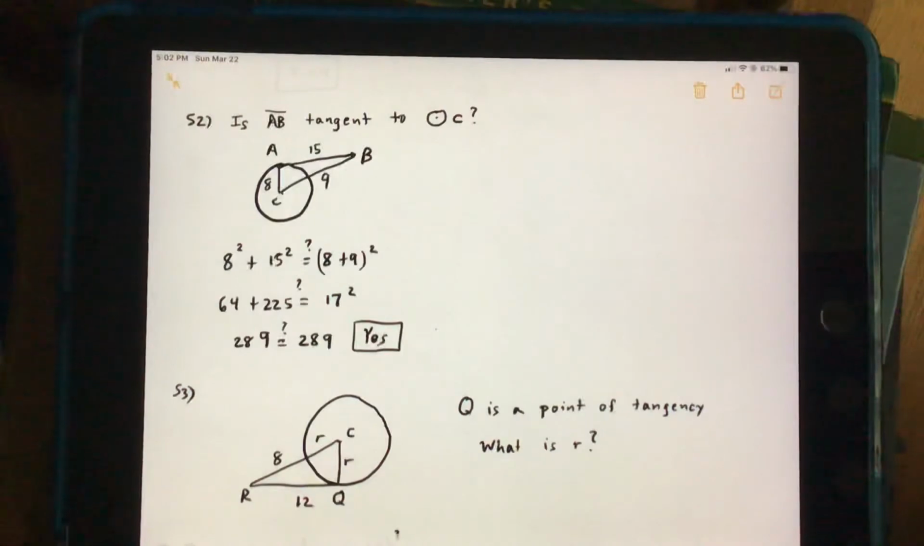Now notice that we have 8 plus 9 for our hypotenuse, the side of the triangle that is opposite the possible right angle. We know that's 8 plus 9 because the radius of the circle is 8. And so we need to put the radius of the circle, 8, together with 9 to find the entire length of that hypotenuse. When we simplify that equation, we'll end up with: is 64 plus 225 equal to 17 squared? 64 plus 225 is 289, so we're asking is 289 equal to 17 squared, which is also 289. So yes, AB would be tangent to circle C.